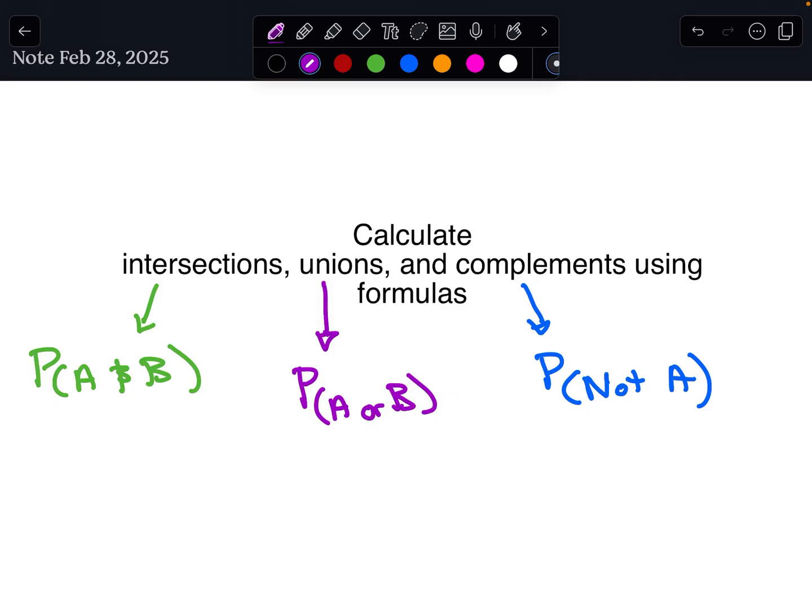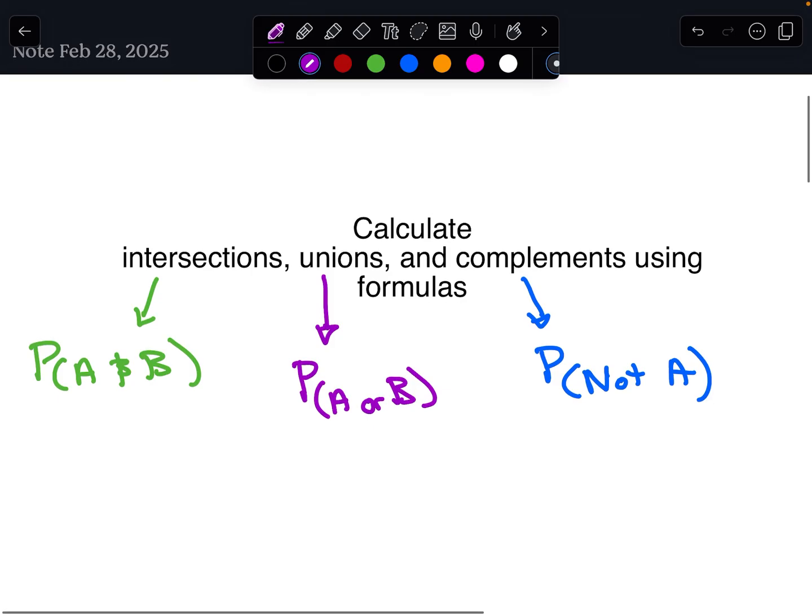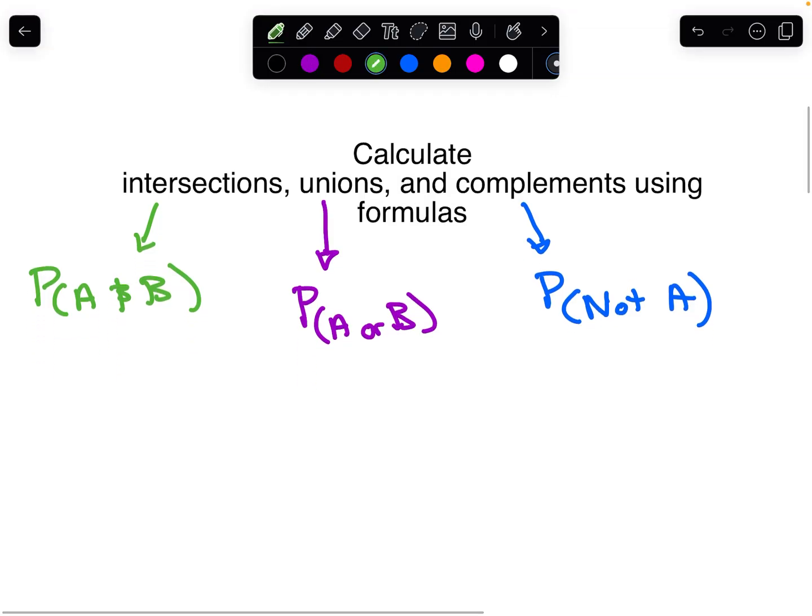Okay, in this video, I'm just going to quickly review the three formulas for calculating the probabilities of intersections, unions, and complements. I'm not going to show you any tree diagrams or area models today, no Venn diagrams, nothing like that, just formulas.